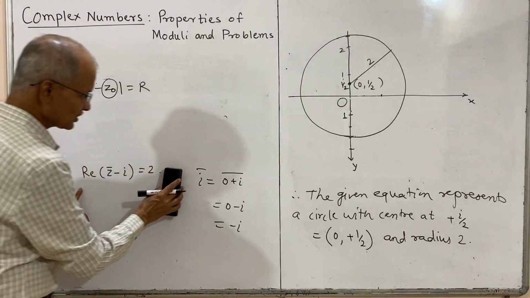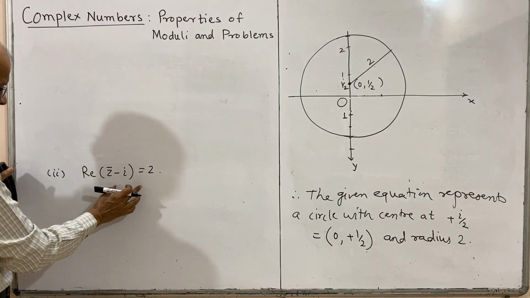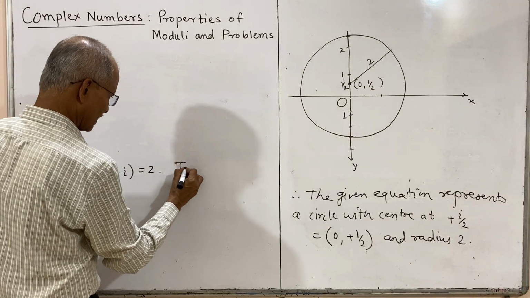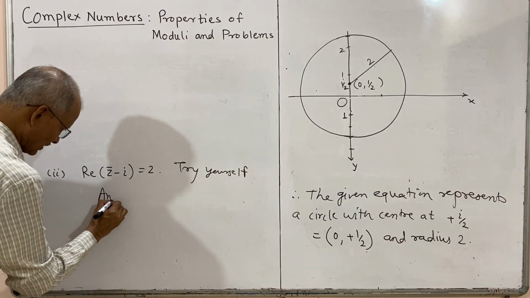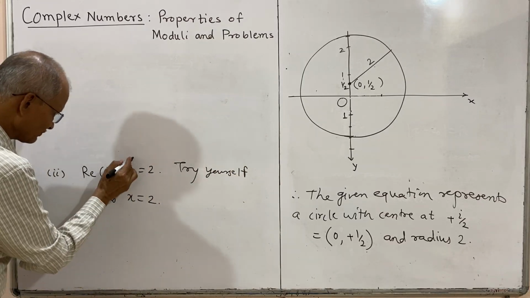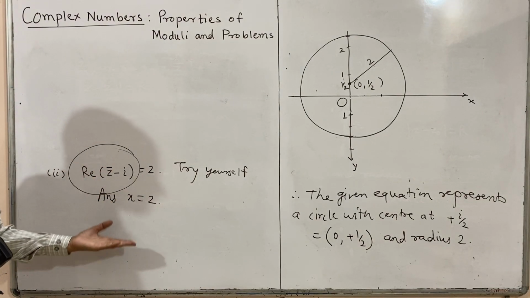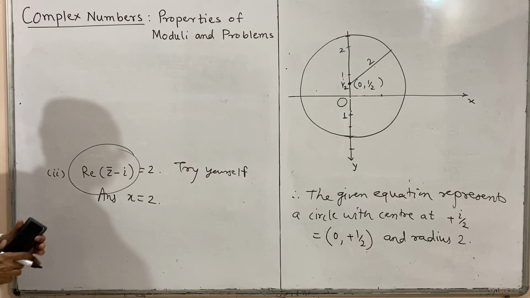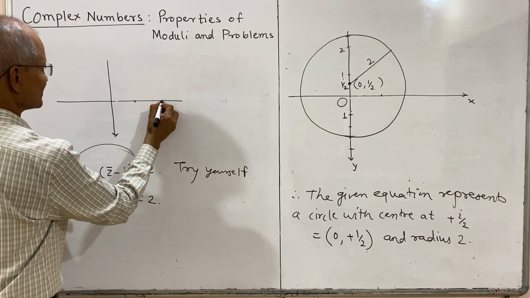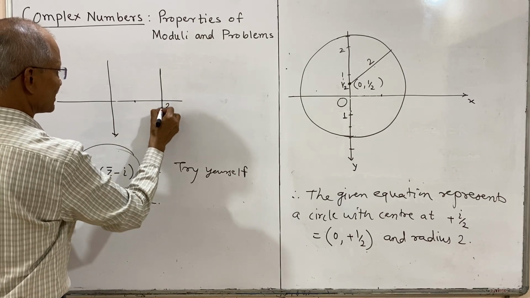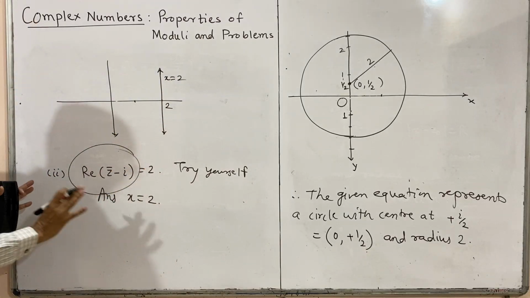Now the second, this is easy, and you should solve it. Real part of z minus i is equal to 2. The answer, try yourself. The answer is x is equal to 2. You simplify, this will be simply x. x is equal to 2 is a line parallel to the y-axis passing through the point 2, 0, and it is easy to draw that line. So this is the only sketch for the second.